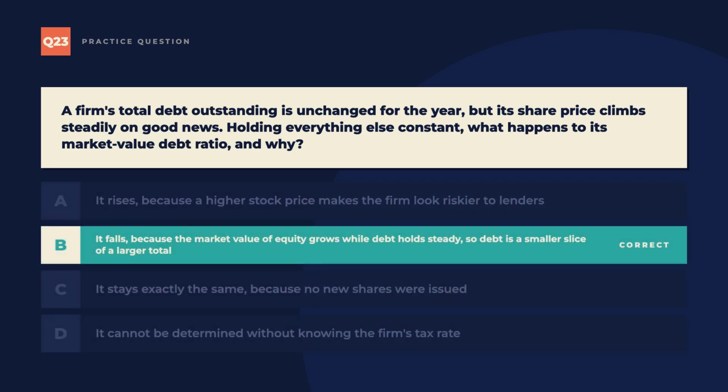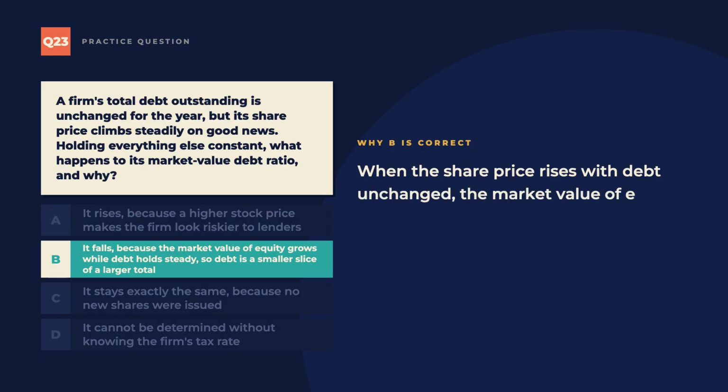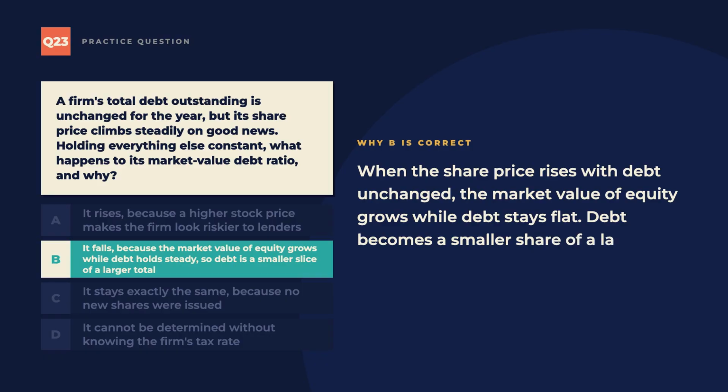The correct answer is B. It falls because the market value of equity grows while debt holds steady, so debt is a smaller slice of a larger total. B is correct because when the share price rises with debt unchanged, the market value of equity grows while debt stays flat. Debt becomes a smaller share of a larger total market capital, so the market value debt ratio falls automatically, with no financing action required.